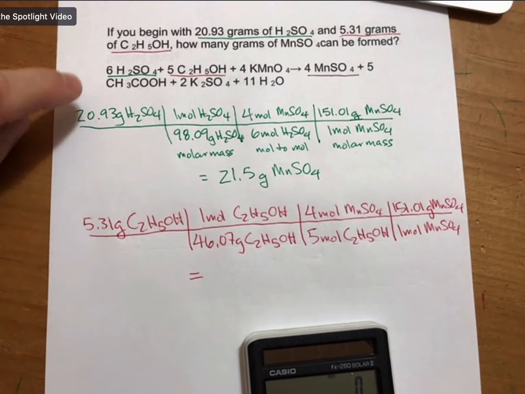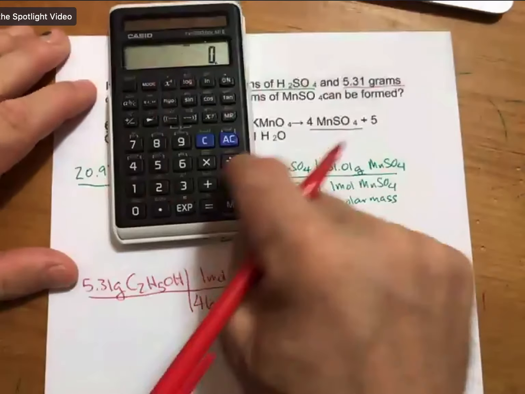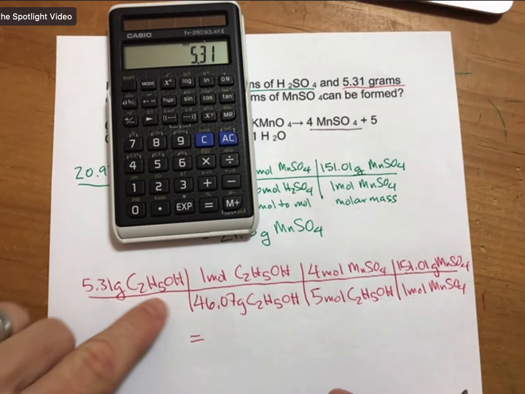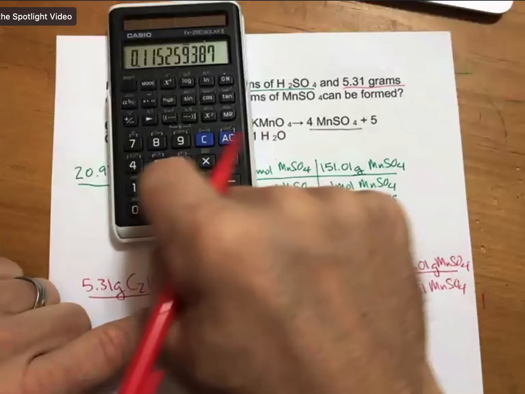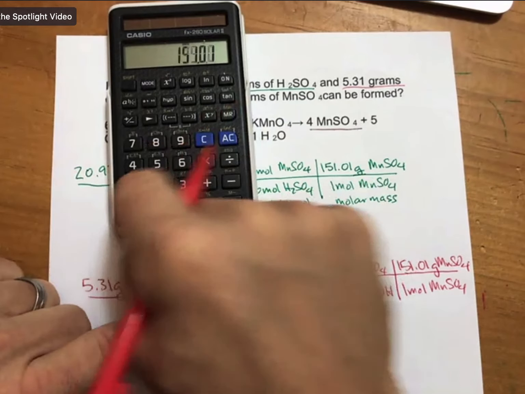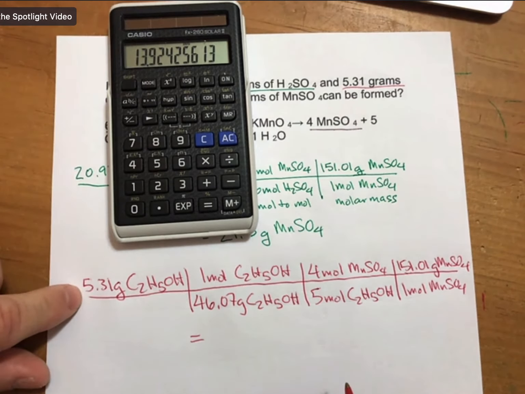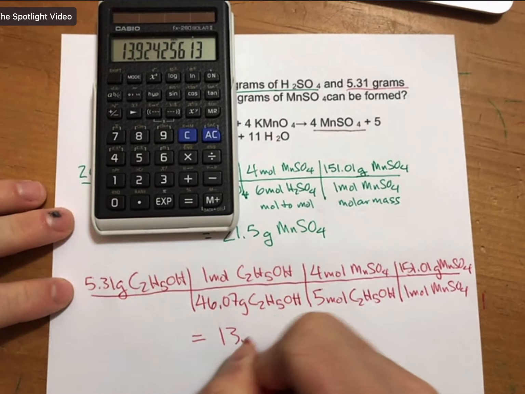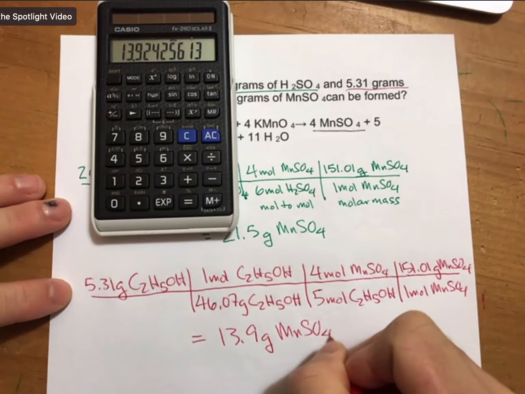I'm guessing that my sulfuric acid will be my limiting reactant, just looking at the numbers. But let's multiply it out. 5.31 divided by 46.07 times 4 divided by 5 times 151.01. I get, what? Oh, no. Yeah, this should be my limiting reactant. Oh. Huh? I don't know. Turns out I get 13.9 grams of manganese sulfate down here.